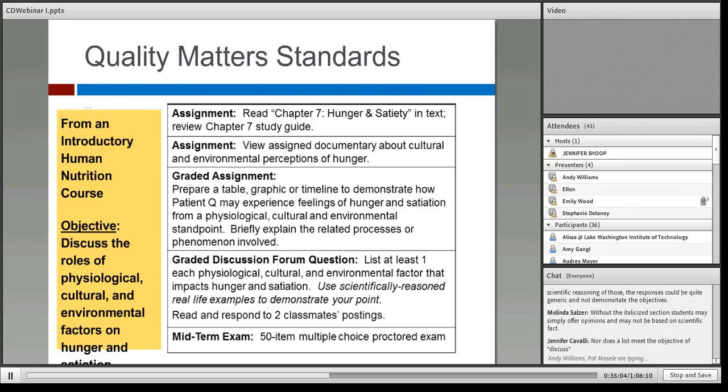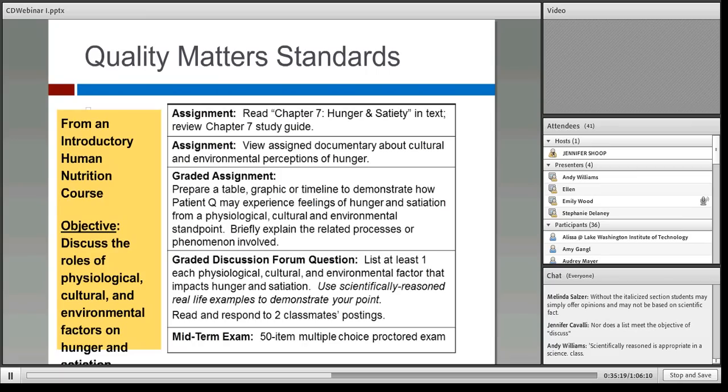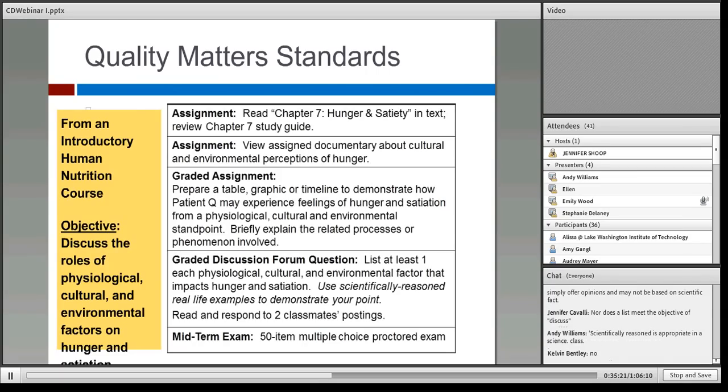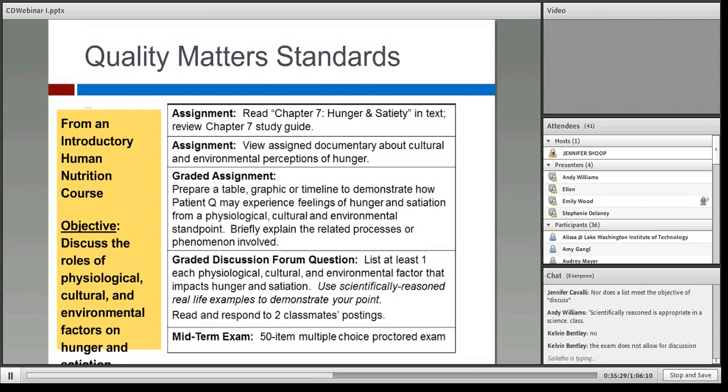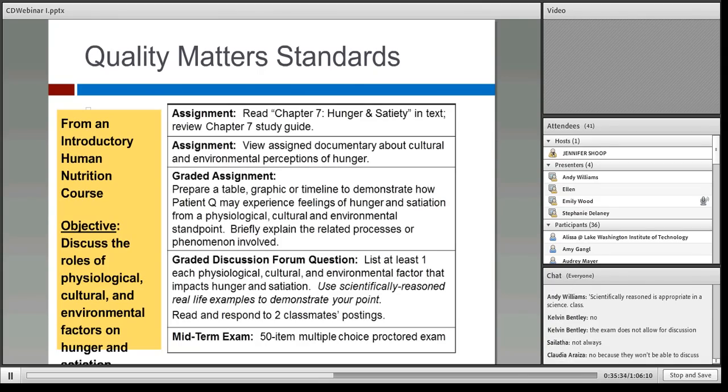And now let's look at the midterm exam. So just looking at the midterm exam, would just the midterm exam be enough to assess that objective? Kelvin is saying no. And I think somebody already pointed out that the exam, a multiple choice exam, does not allow for discussion. So we're not really going to see that. So it truly doesn't assess that objective.